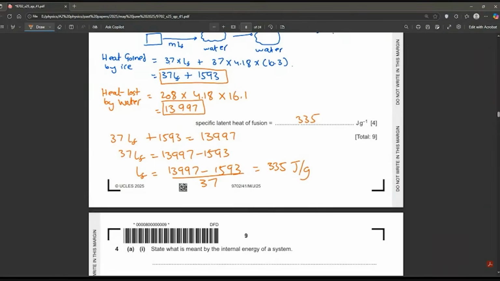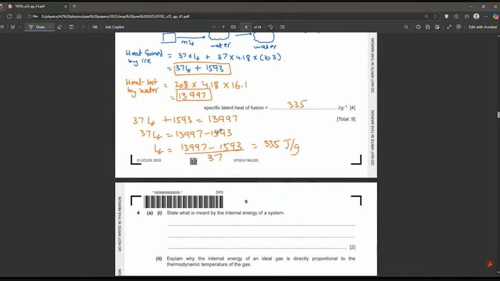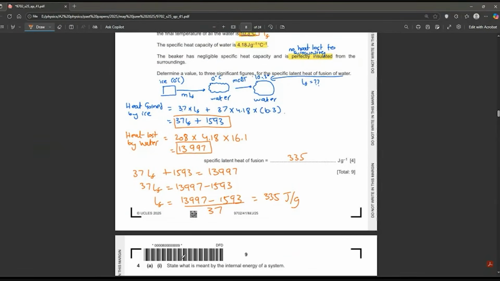Any confusions here, you can ask without any hesitation. Yes, no confusion in the whole question? Ask without hesitation.